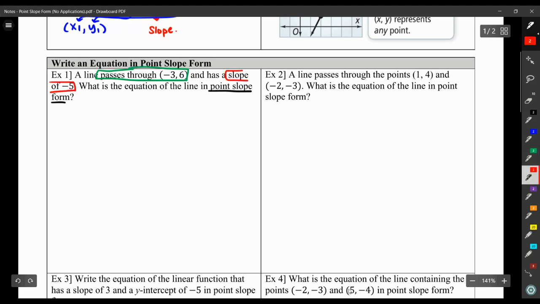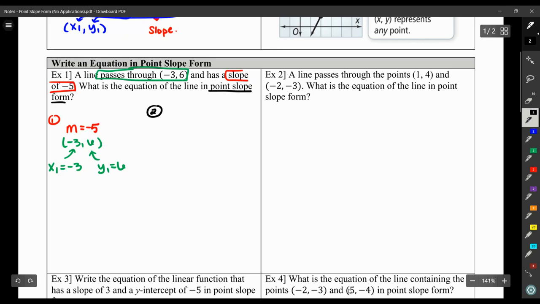So the first step is finding all your pieces. So my m is -5. And that coordinate that it runs through is -3, 6. So this here is the x1. So x1 is equal to -3, and this guy here, y1, is equal to +6.